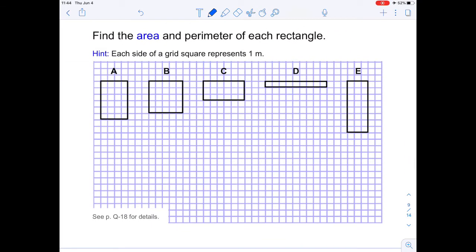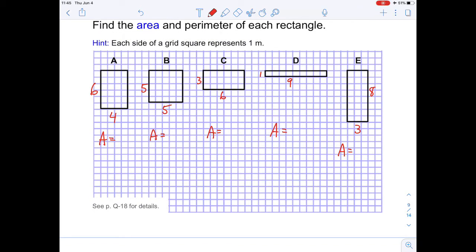Find the area and perimeter of each rectangle. Well, the first thing you're going to have to do is find the length and width of each rectangle. So pause the video, find the length and width, and come back when you're ready. Okay, so I have the lengths and widths of all my rectangles.